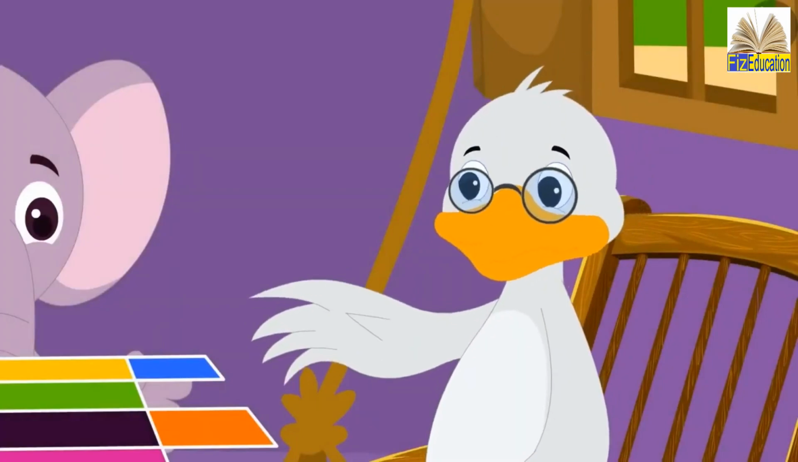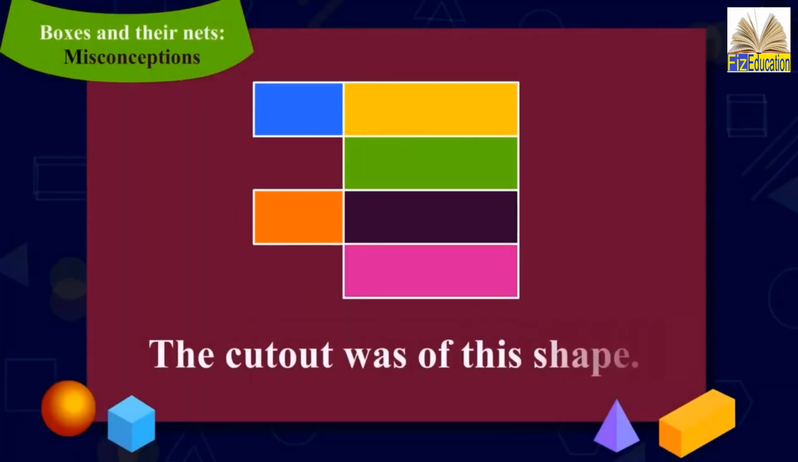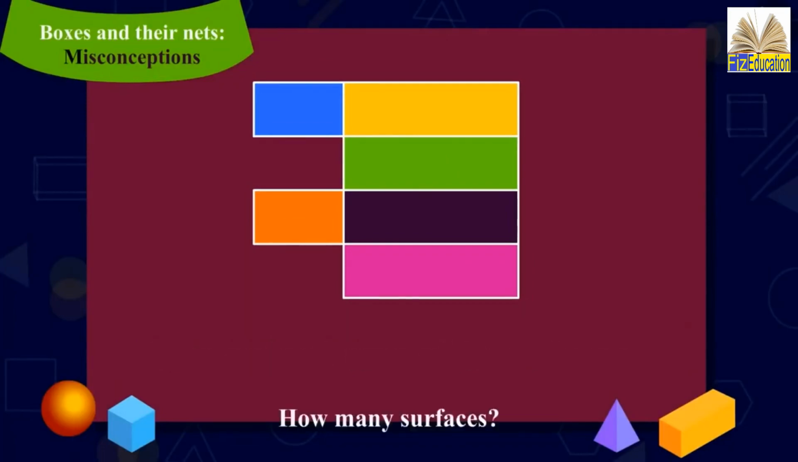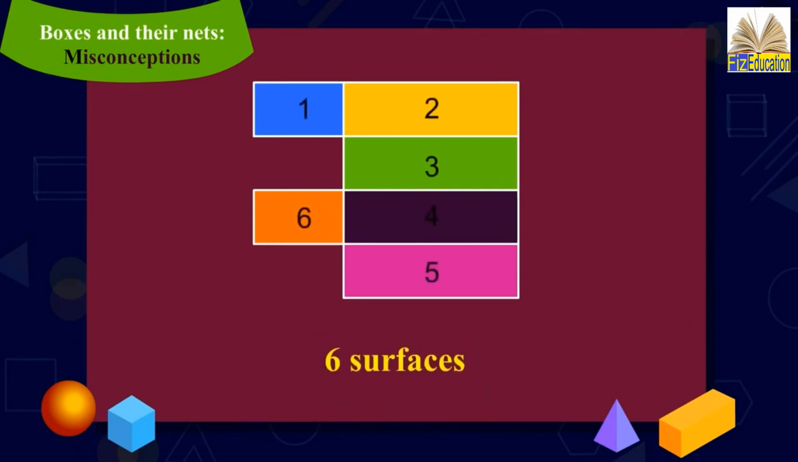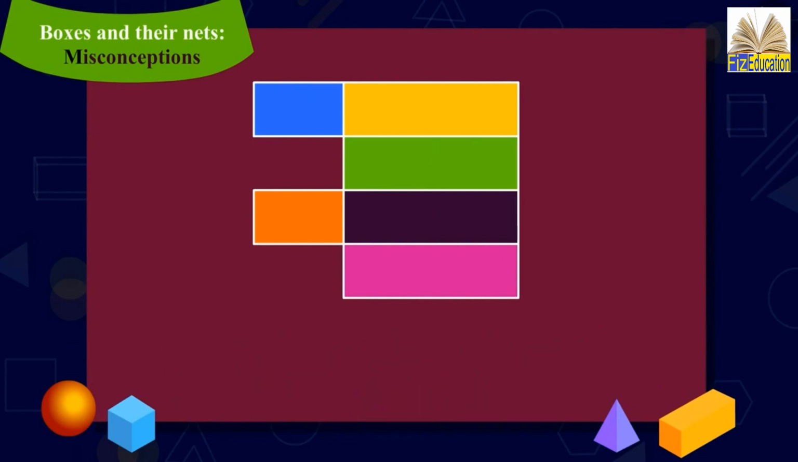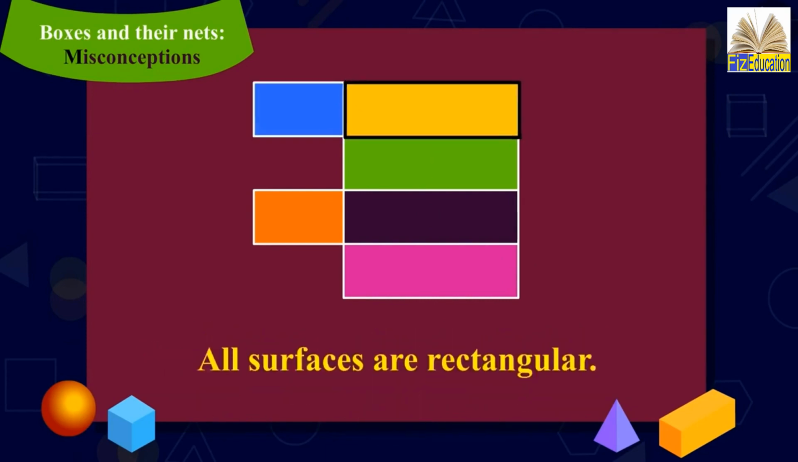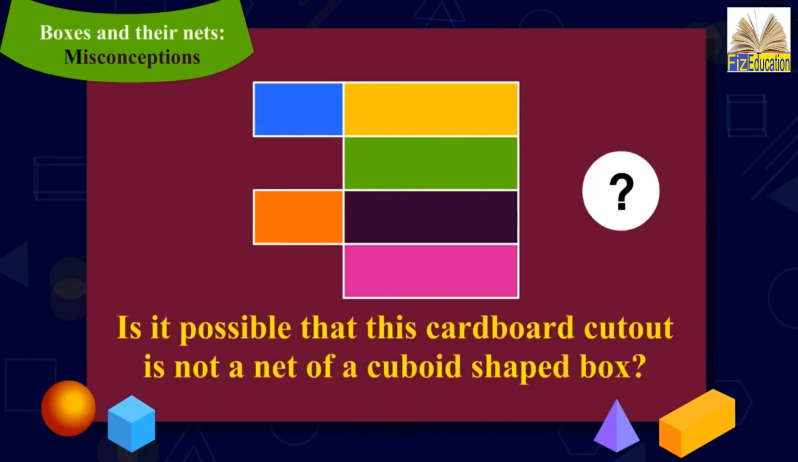Uncle took that cardboard cutout from Appu. The cutout was of a shape like this. Kids, how many surfaces do you see in this cutout? Alright, 6 surfaces. Are all these surfaces rectangular? Yes, all surfaces are rectangular. Then can it be possible that this cardboard cutout is not a net of a cuboid-shaped box?